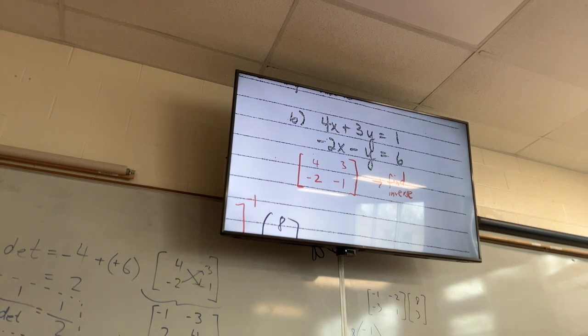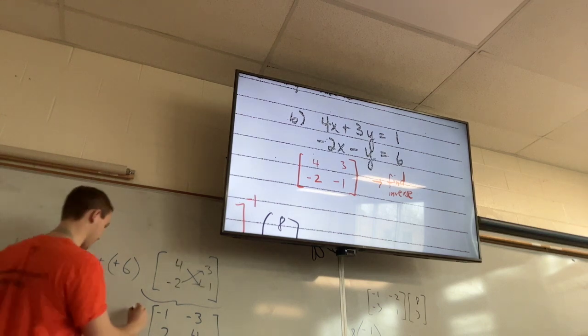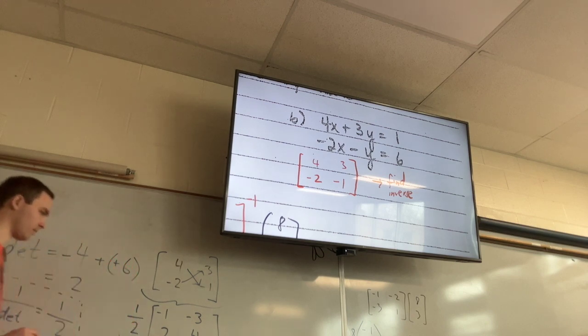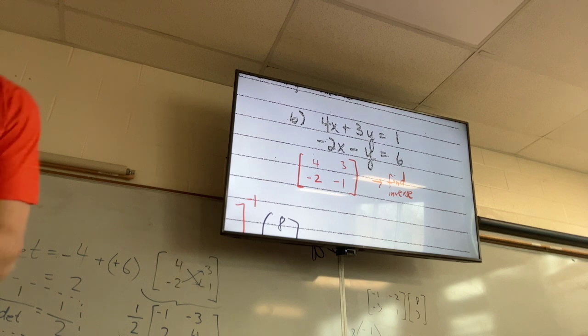Okay? And then what do I do? Multiply this by what number? What scalar? 1 over 2. Yeah. I would leave it like that for now. Don't distribute the 1/2 yet. It's easier to do matrix multiplication when you're not multiplying by fractions. Okay? All right, so I found the inverse.